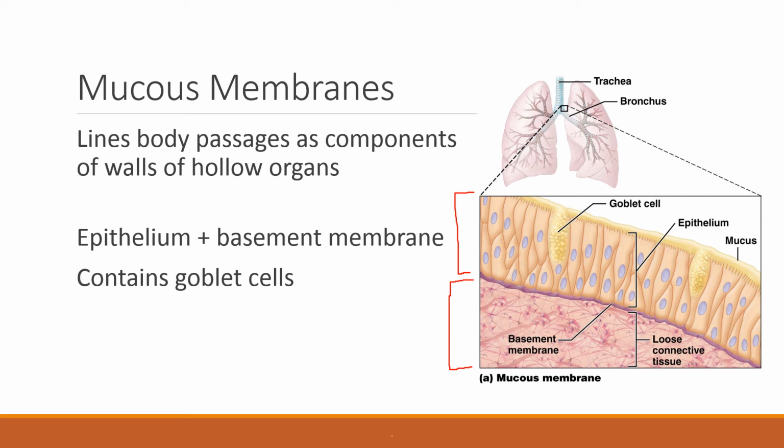Occasionally, this membrane also includes a bit of smooth muscle. A prominent feature of your mucous membranes are goblet cells, which you may recall are unicellular glands that secrete a watery but somewhat viscous fluid called mucus. Mucus is important because it can trap microorganisms before they reach deeper portions of the body.